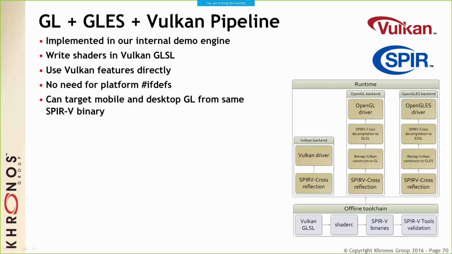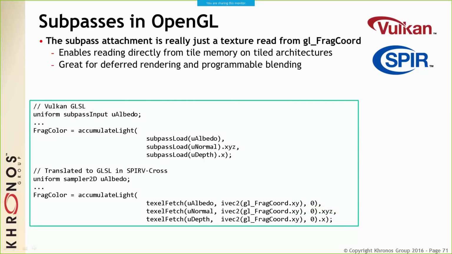And that's it. And the good thing about this, we can have a single SPIR-V binary targeting mobile and desktop, no platform if-defs, which would be pretty annoying to test especially. We can use Vulkan features directly instead of having to if-def out that. So probably the most complicated feature is the subpass, where you read from a previous pass. But essentially what this is, it reads from a texture of fragment pixel with this thing. So the translation would be translate subpass load to this kind of thing, and make sure that we bind the right textures and so on. That's pretty straightforward.